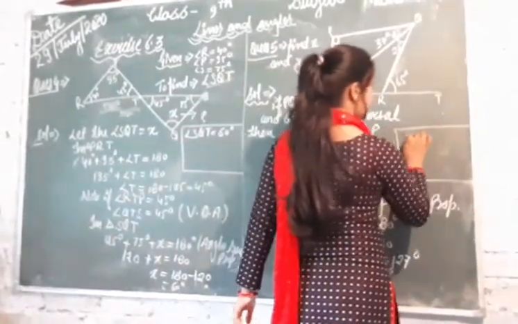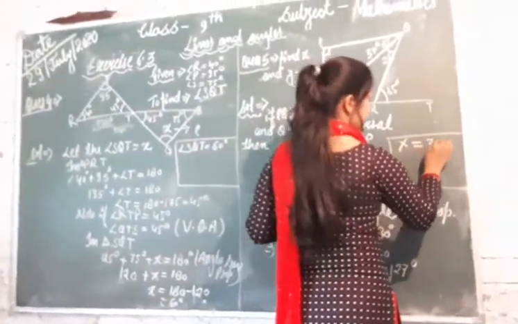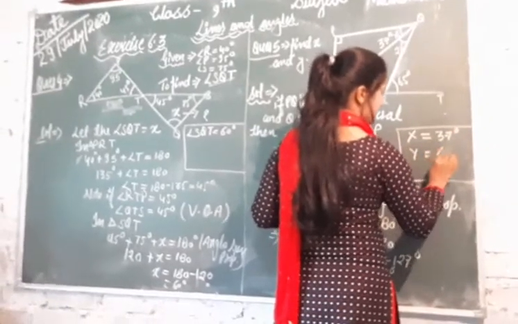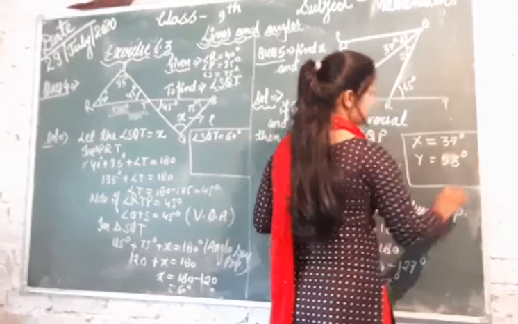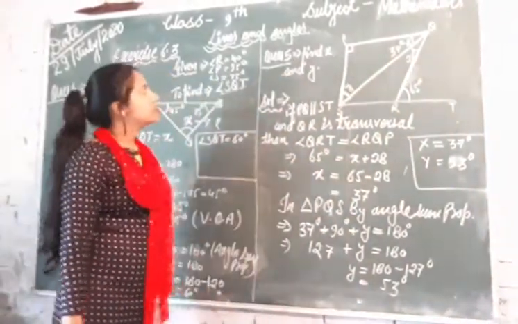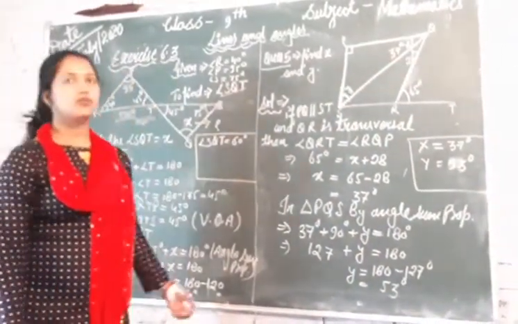So what is your answer at the final? The x is equal to 37 degree and y is equal to 53 degree. That is your final answer. Okay? Now in next video lecture we will discuss the next questions of this exercise.